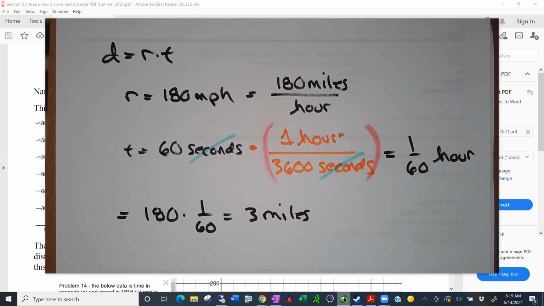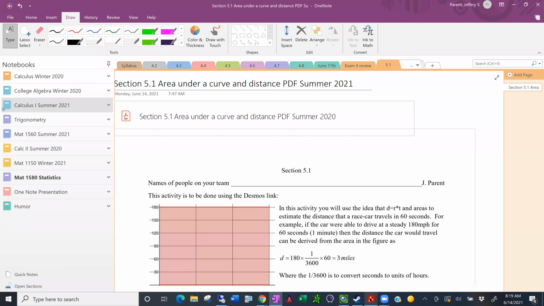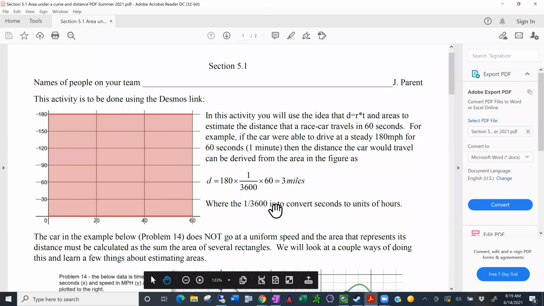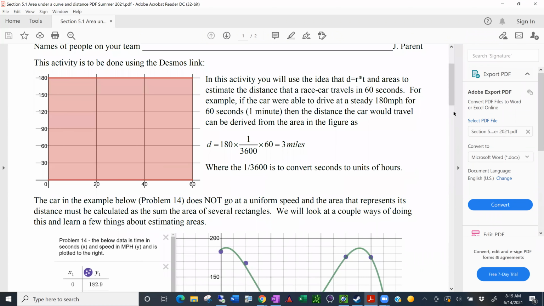Nice. Now, it's very unlikely that if you're driving a race car at 180 miles an hour, you maintain that perfectly even for any length of time. In fact, the problem that we have is that that speed is not maintained for any particular length of time. It varies. So let's take a look at the actual data that we have here.